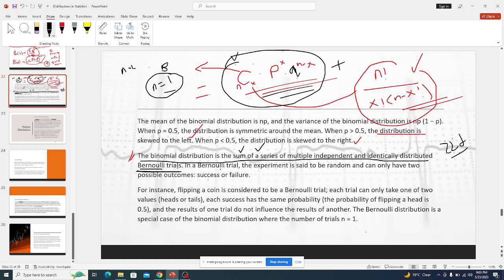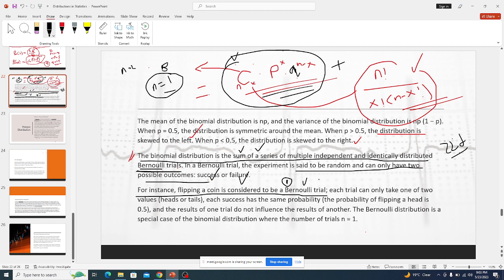Okay, so in binary, the experiment is said to be random and can only have two possible outcomes, either a success or a failure. For instance, flipping a coin is considered to be a binary trial, that is, flipping a coin once. I think they forgot to say that. Once.